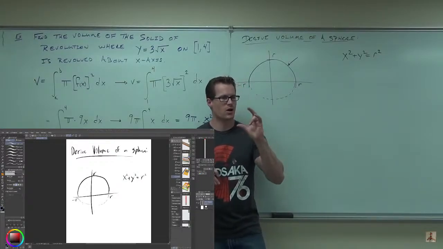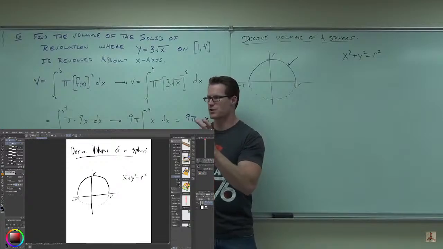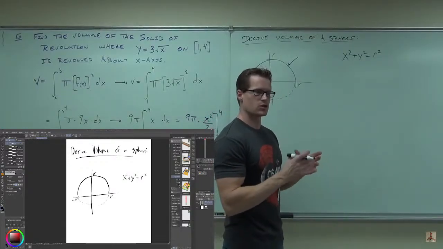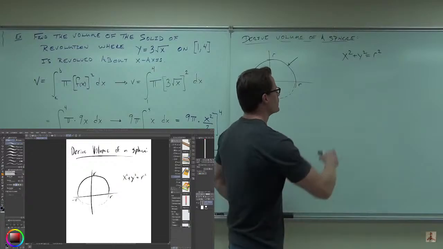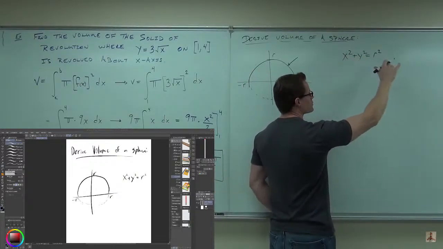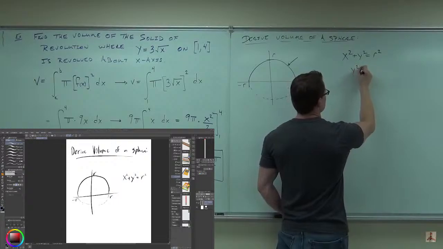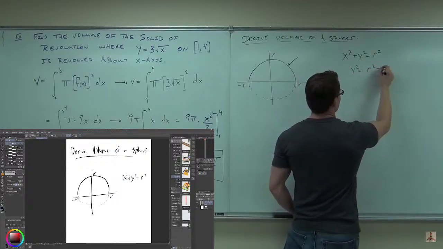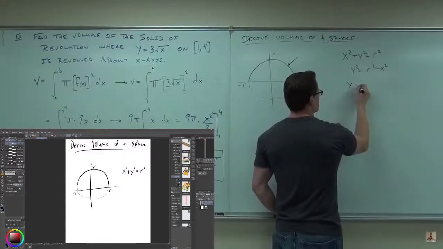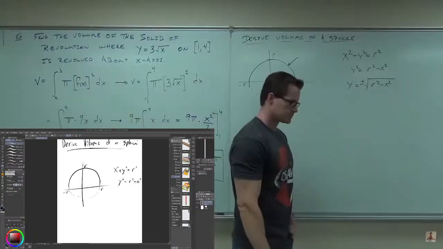R is going to be a constant for whatever type of sphere we're going to have, so we're not going to be dealing with r as a variable. R is just going to be whatever the radius is. So in our case, we'll solve for y. We're going to subtract x squared, and then if you square root it, you would get that.